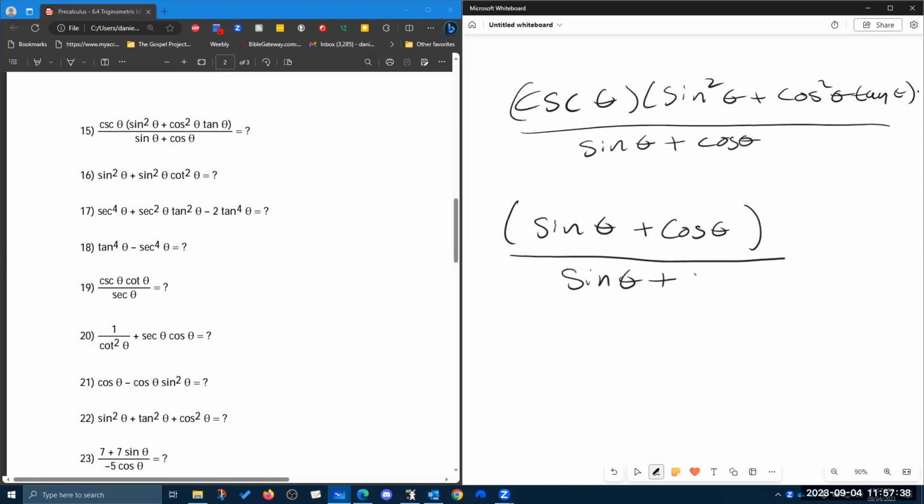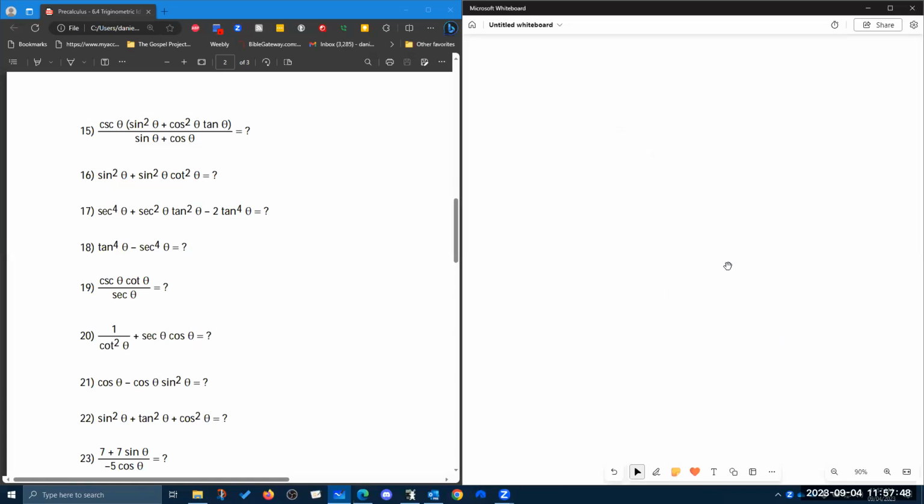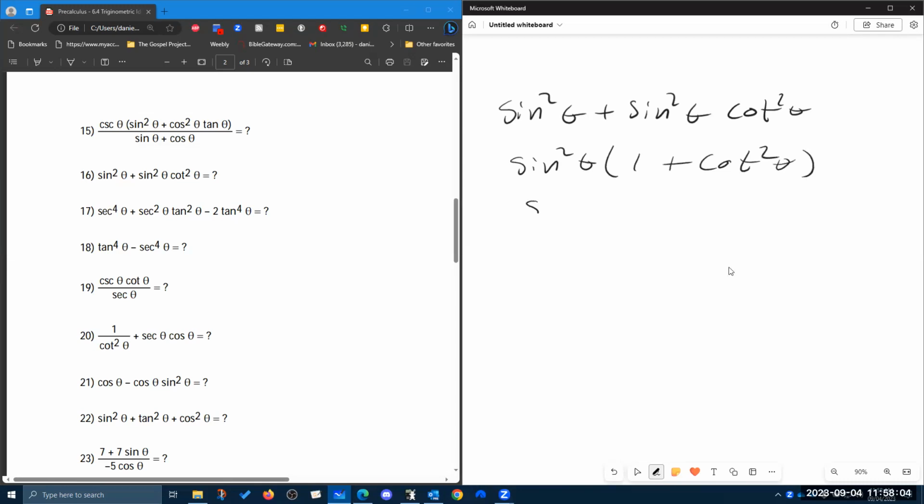Sine over sine plus cosine here. I have the same thing top and bottom, and that's 1. Now I have a sine squared theta plus sine squared theta cotangent squared theta. So I'm going to pull sine squared out, make 1 plus cotangent squared, which is sine squared times cosecant squared. And these are reciprocals of one another, so that's 1.